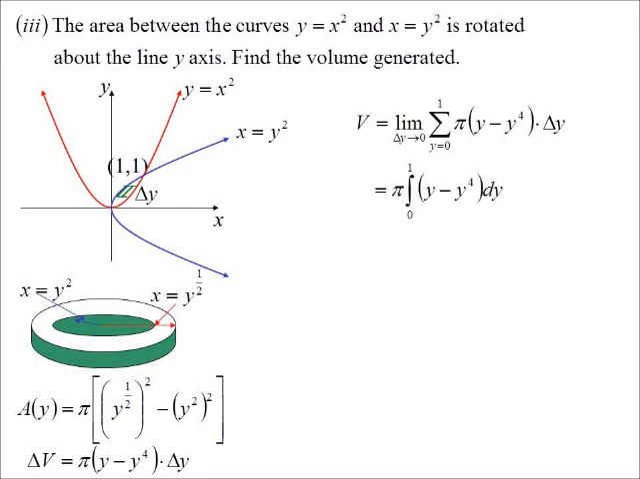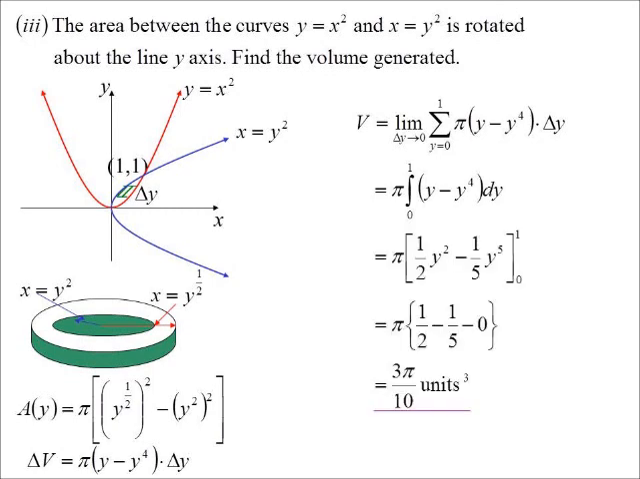And again, the integration itself's not too bad for this one. And there we go, 3 pi on 10. But we're no longer restricted to just doing a nice circle. See here I've got a washer instead, which gets a little bit more interesting, the shape.